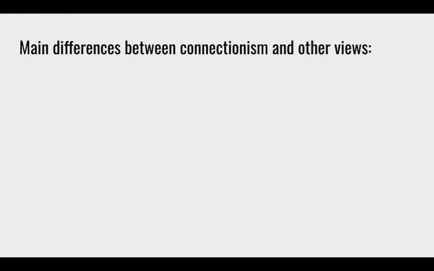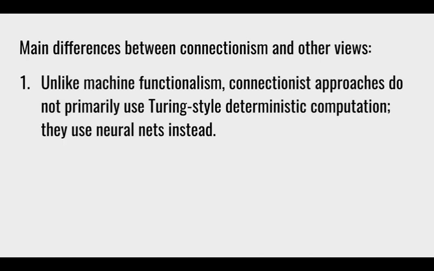Okay, so, summarizing here, the main differences between connectionism and the other views, basically the other views that we've covered. Number one, unlike machine functionalism, connectionist approaches do not primarily use Turing-style deterministic computation. They use neural nets instead. Turing-style deterministic computation, again, is when you write out each line of code so that it has a very precisely defined step that the machine takes, and it has to take it in that exact order. That is not at all what neural nets do. They are trained; they're basically statistically derived algorithms. They're not deterministic, they're probabilistic.